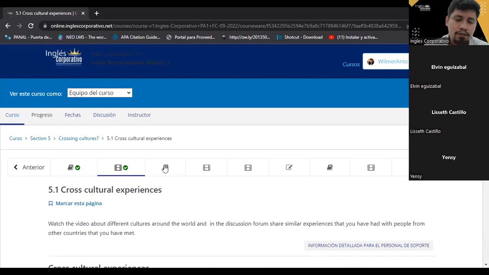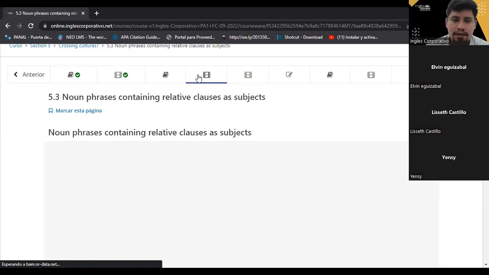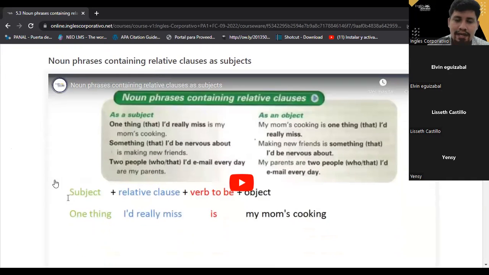So right now, we're going to move to the lesson objective 5.2. And here we are going to find the following. It says, in this class, you will learn how to use noun phrases containing relative clauses. Okay, that's going to be the aim of this lesson. Here we have a video where we're going to see noun phrases containing relative clauses as subjects, and also we are going to see later on some noun phrases containing relative clauses as an object.